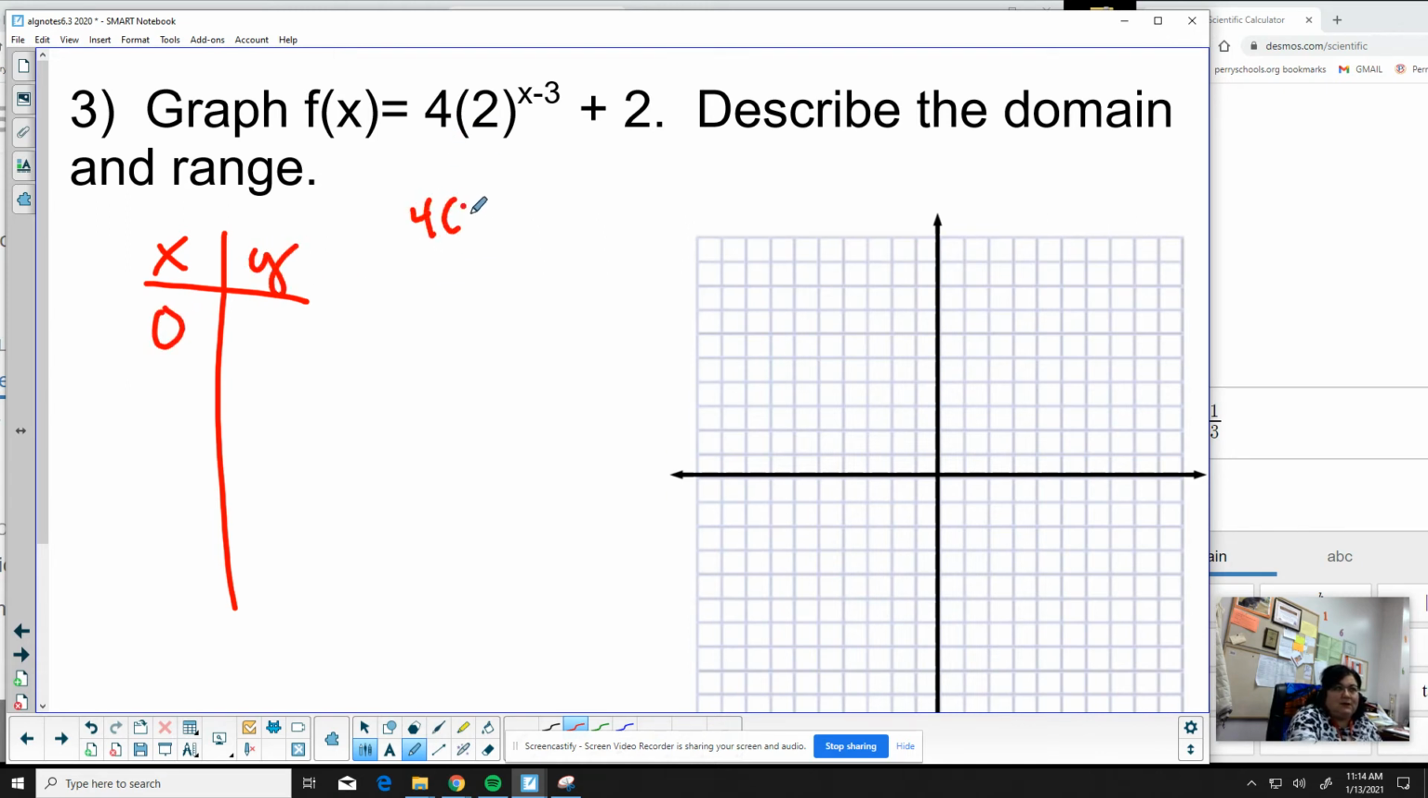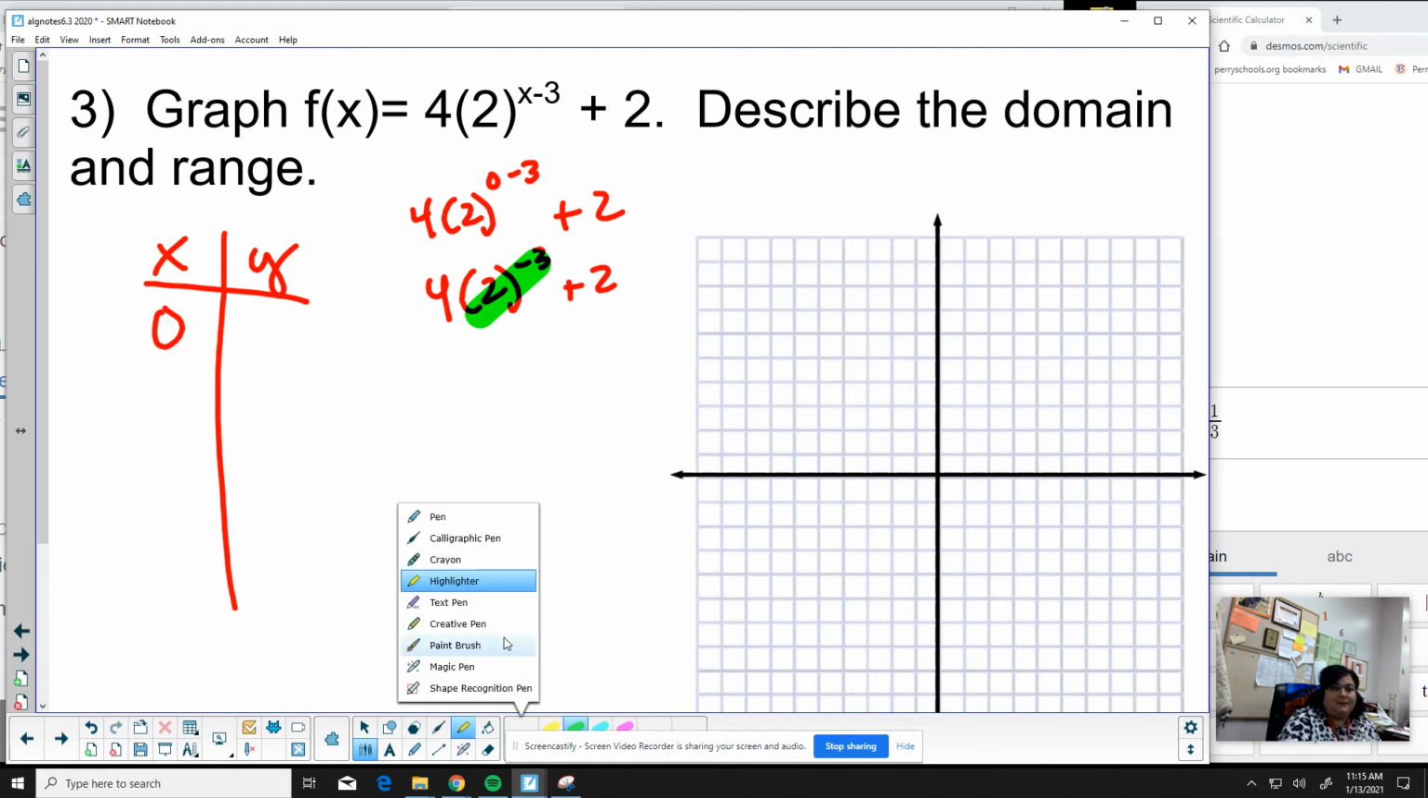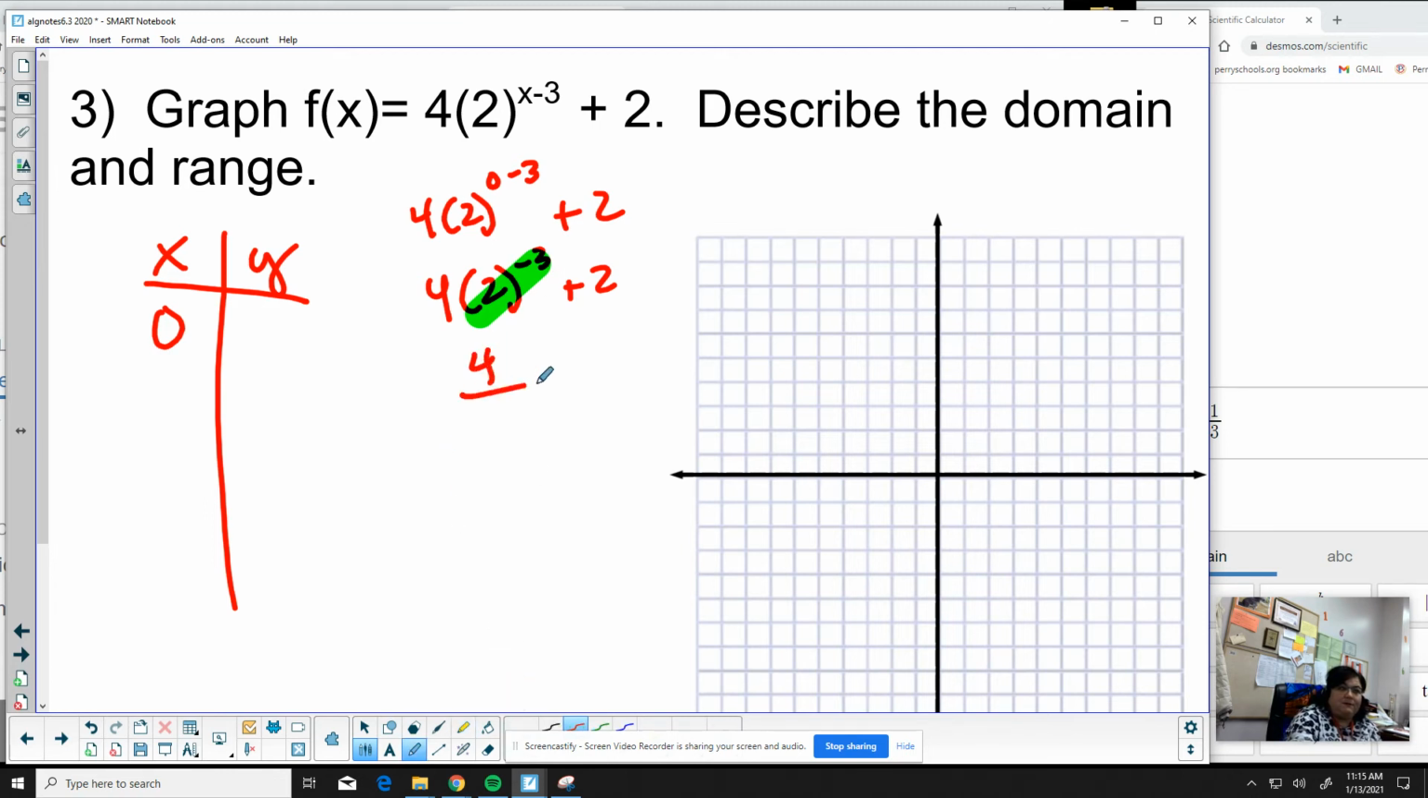So 4 times 2 to the 0 minus 3, and then plus 2. So this here is obviously negative 3, and then that part's unhappy. So we're going to move that down to the bottom. So 4 over 8 plus 2. Well, 4 over 8 is 1/2. So this is 2.5, which is reasonable. So 0, 2.5 would be about right there. All right, should we try?